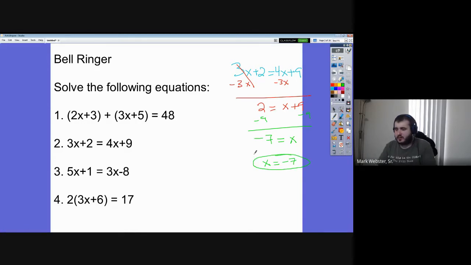So like I said, just be careful with your negative signs. Make sure that you're adding, subtracting, multiplying, and dividing correctly. If you take a smaller number and you subtract a bigger number, you get a negative number, right? So just be careful. Great job, though. Great job, everybody. Now, number 3. Let's move on to number 3.